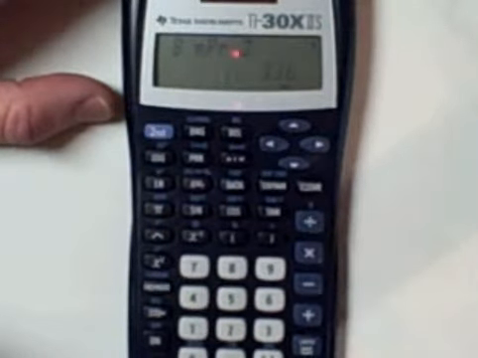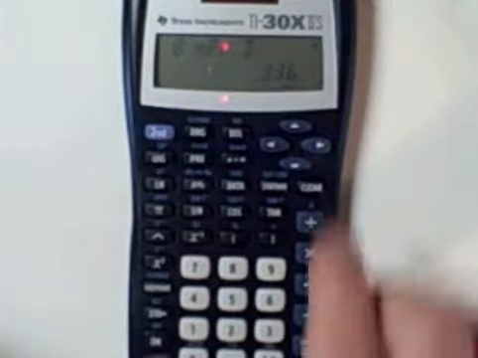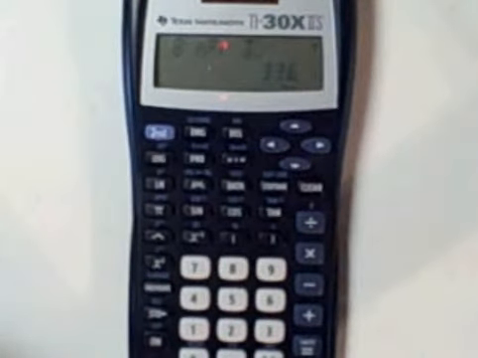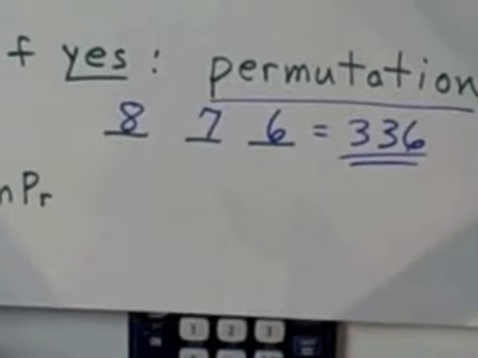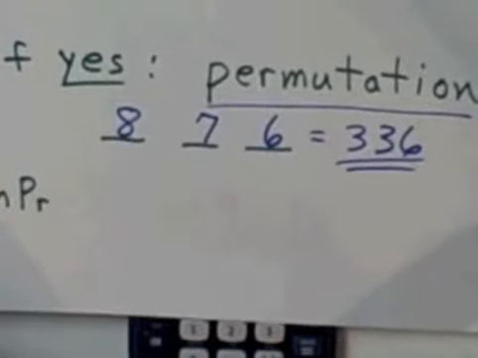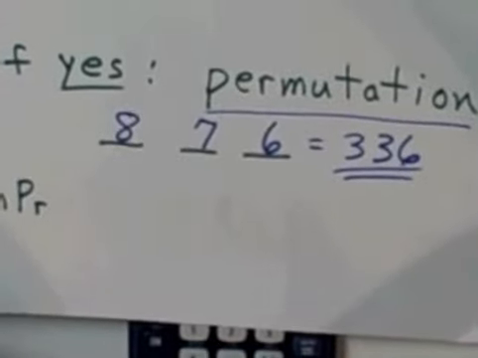So when I press equals, that tells me that there are, hopefully you can read that, there are 336 different permutations of 3 letters if we have 8 to choose from. Pretty simple, huh? So I don't care if you use your calculator to find this answer, or if you just understand what's going on from doing 8 times 7 times 6. That's a permutation.